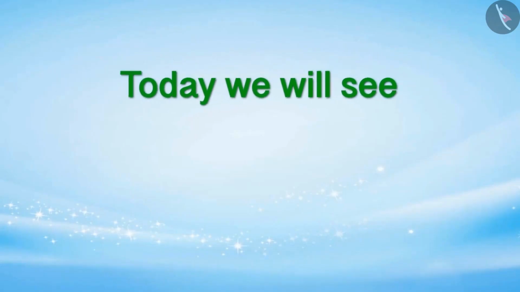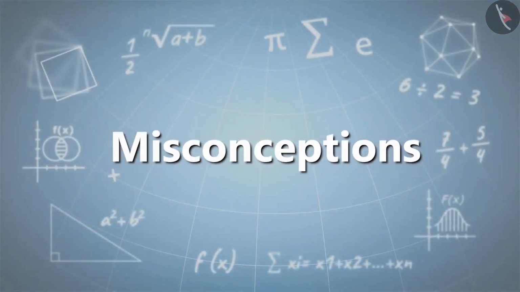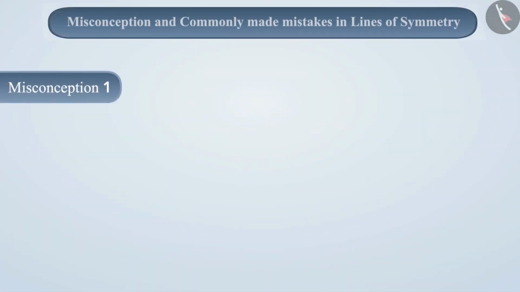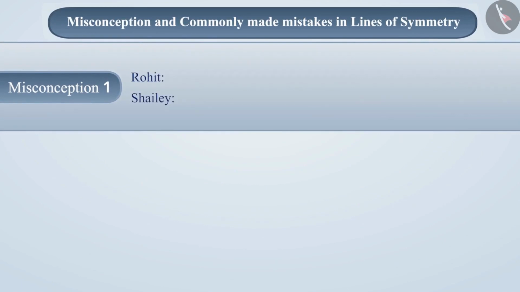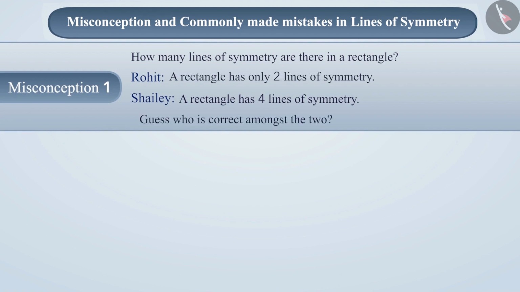Today we will see misconceptions and commonly made mistakes in lines of symmetry. Misconception 1. Rohit and Shaili were trying to guess the number of lines of symmetry in a rectangle. Shaili said that there are a total of 4 lines of symmetry, and Rohit said that there are only 2 lines of symmetry in a rectangle. Who is correct over here?